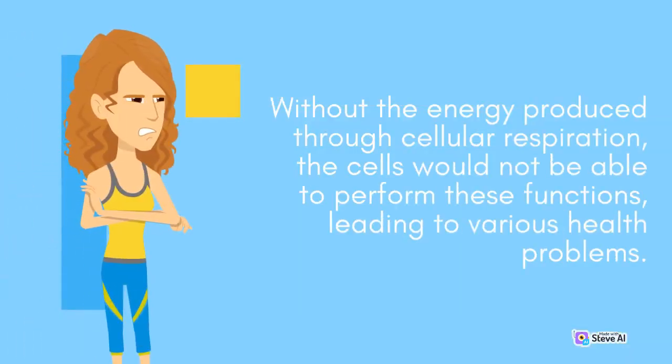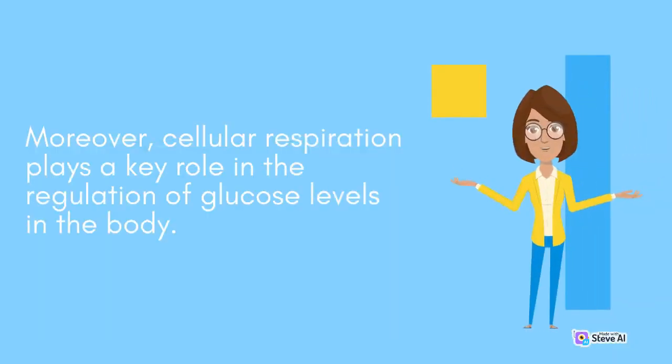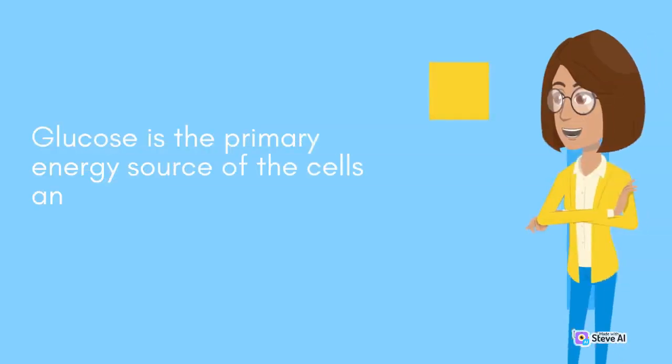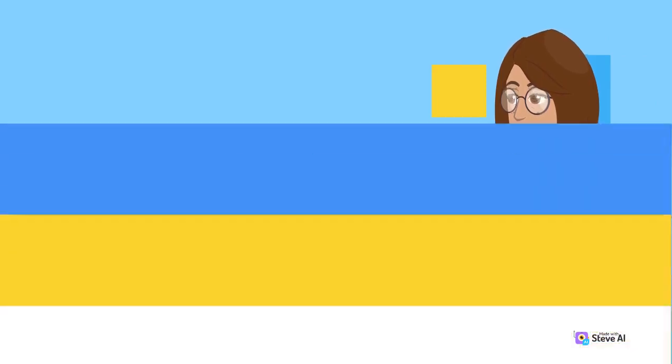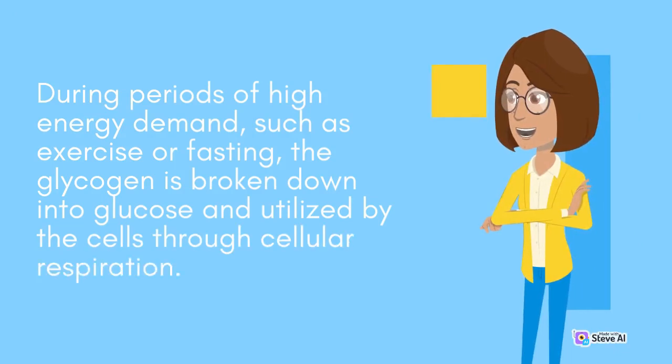Without the energy produced through cellular respiration, the cells would not be able to perform these functions, leading to various health problems. Moreover, cellular respiration plays a key role in the regulation of glucose levels in the body. Glucose is the primary energy source of the cells and is stored in the liver and muscles as glycogen. During periods of high energy demand, such as exercise or fasting, the glycogen is broken down into glucose and utilized by the cells through cellular respiration.